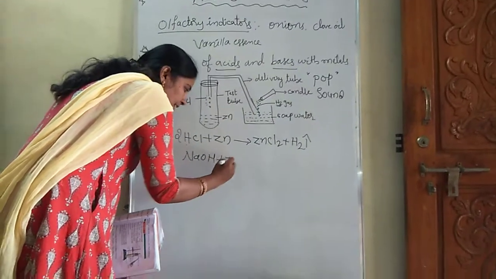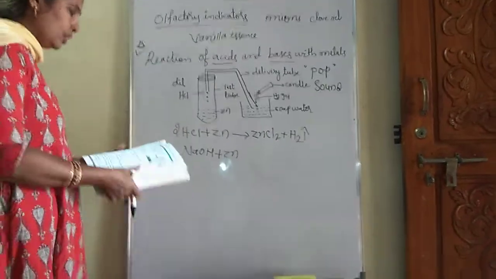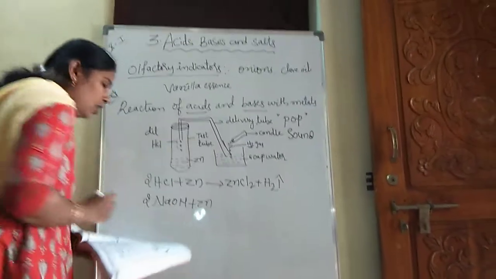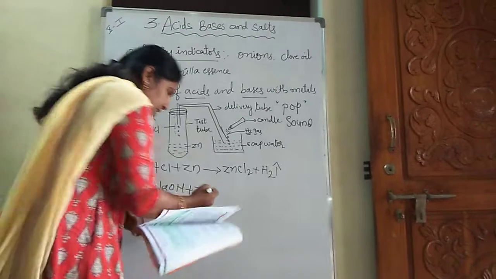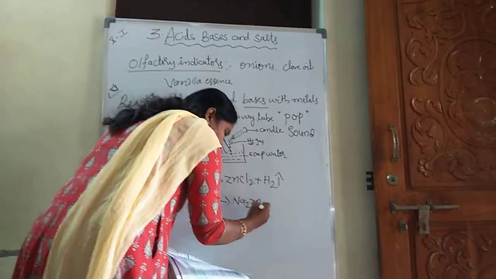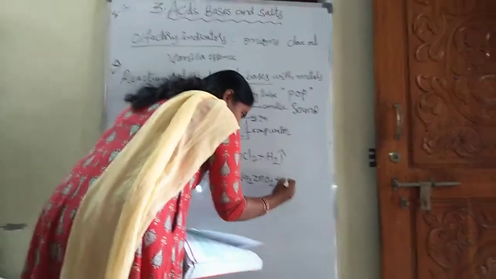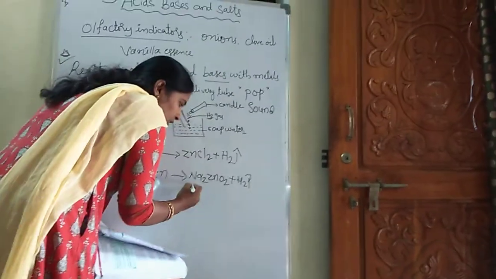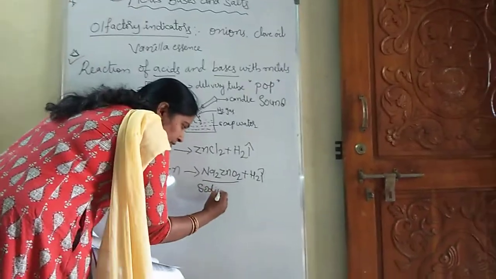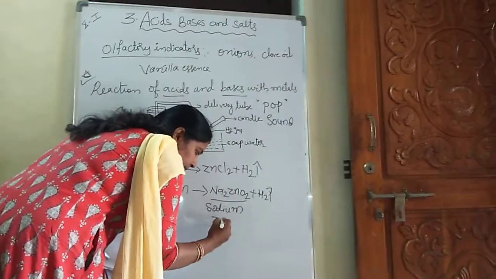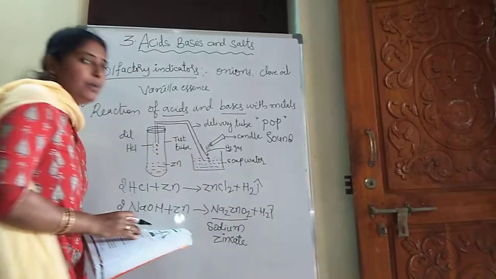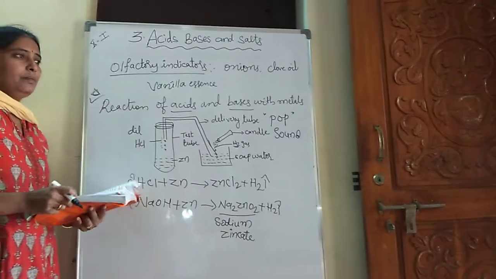Sodium hydroxide is a base or not? How will you confirm sodium hydroxide is a base? Because it consists of OH. All the OH compounds are said to be bases. Now it gives rise to Na2ZnO2 plus H2. What is Na2ZnO2? It is nothing but sodium zincate. It is also a salt. And which gas is liberated? Hydrogen gas is liberated.